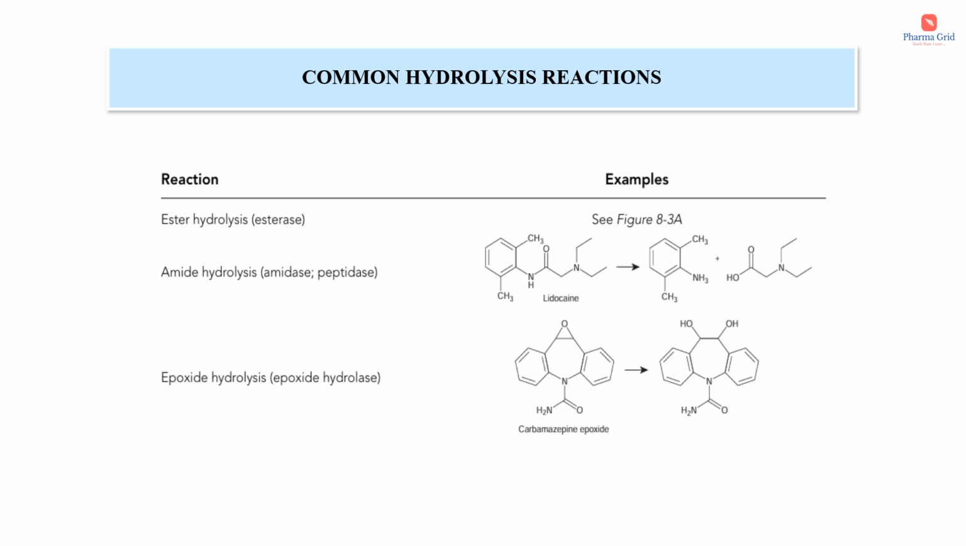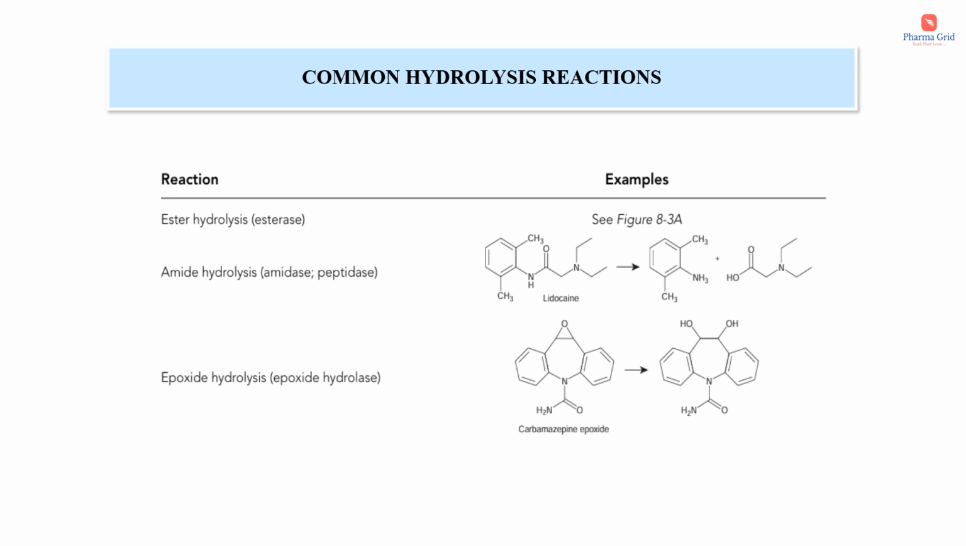So here you can take the example of procaine. Procaine is an ester. It is hydrolyzed by esterase. Next one is amide hydrolysis, which is performed by amidase or peptidase. And here you can see the example of lidocaine or procainamide, which is hydrolyzed by amidase. Next one is epoxide hydrolysis, which is performed by epoxide hydrolase.